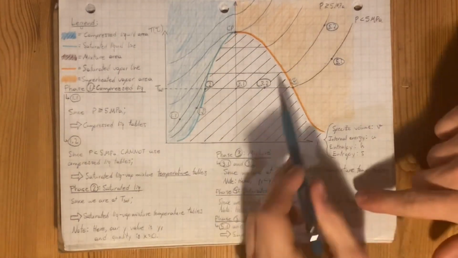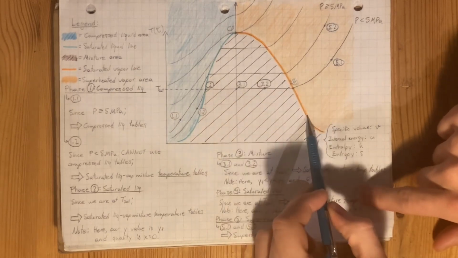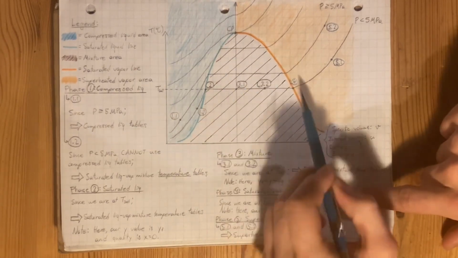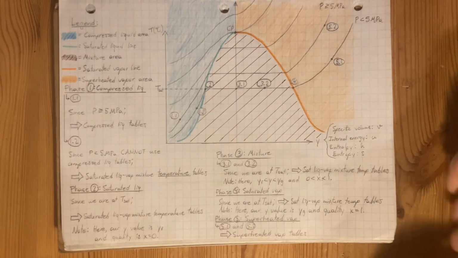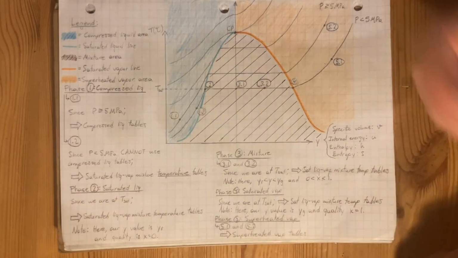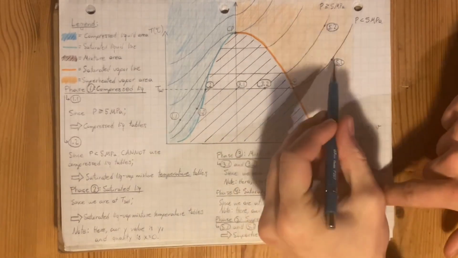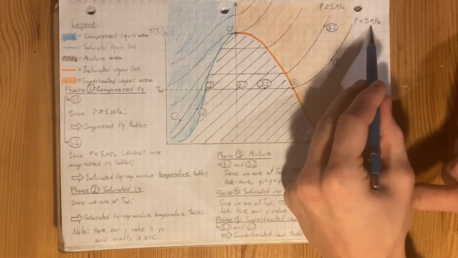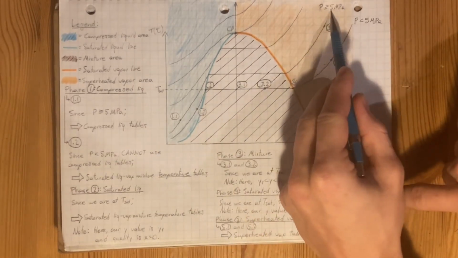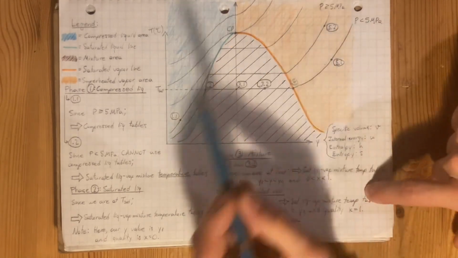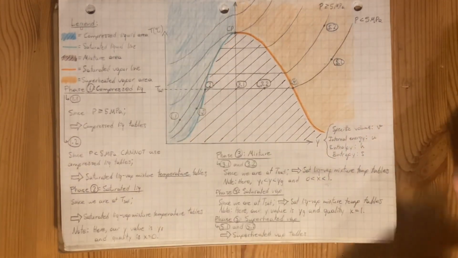And finally, once you're past the saturated vapor line, you're in the superheated vapor region. So you just use the superheated vapor table, simple as that. It does not matter here whether you're at 5 MPa, less than 5 MPa, or more than 5 MPa. In both cases, you use the superheated vapor table. And that's it. Thank you.